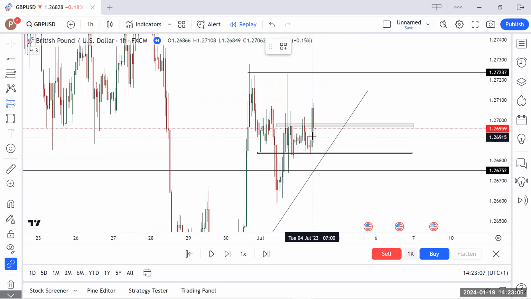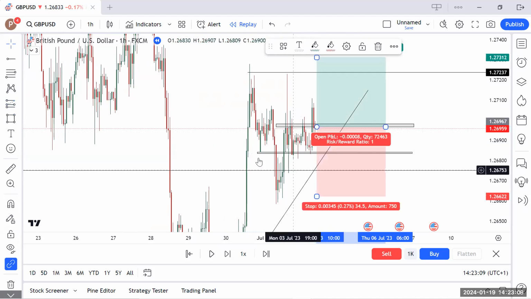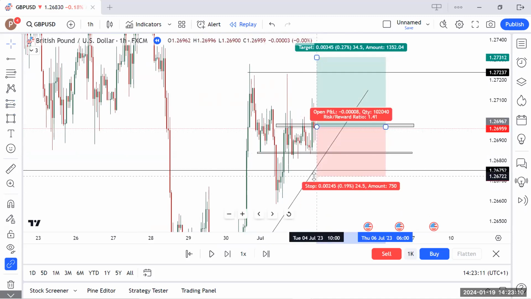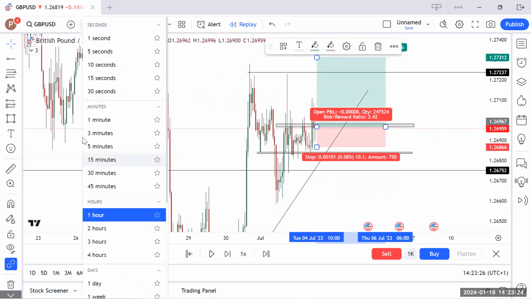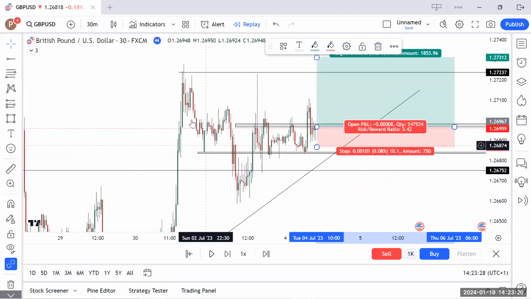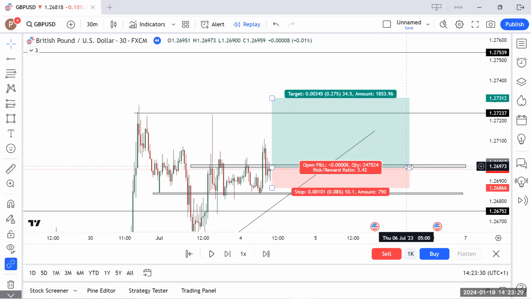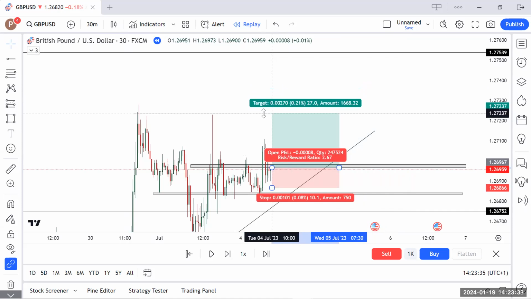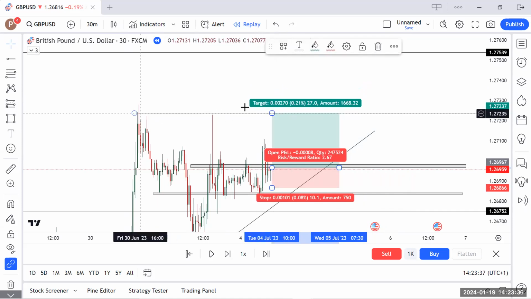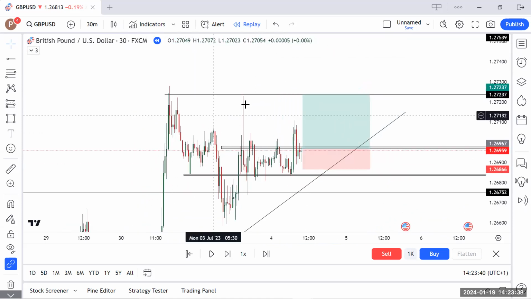So we place our entries at this point, but we must wait for a confirmation candle to give us validation to enter this trade, right? And then just below the wick, our stop just below the wick with 10 pips for this trade. On the 30 minutes, we can see our take profits just around the wick area where the last wick reacted.